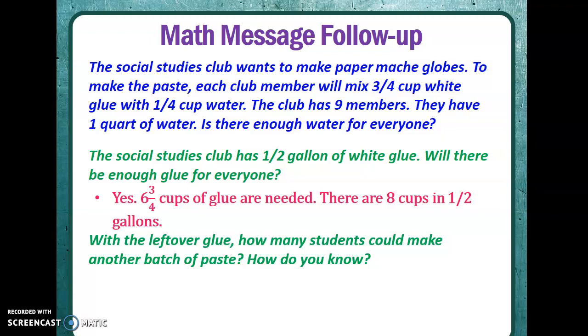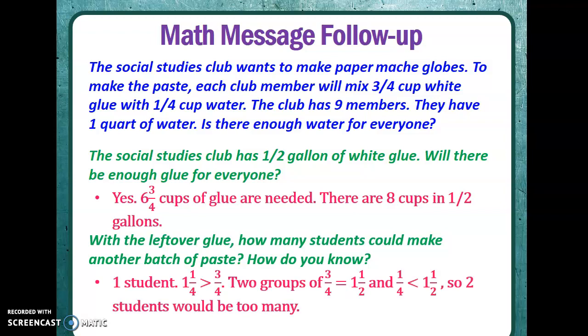Pause the video one more time. Okay, each person would need 3/4 cups. And since 1 1/4 is greater than 3/4, we know that 2 groups of 3/4 equals 1 1/2, and 1 1/4 is less than 1 1/2, so 2 students would be actually too many.